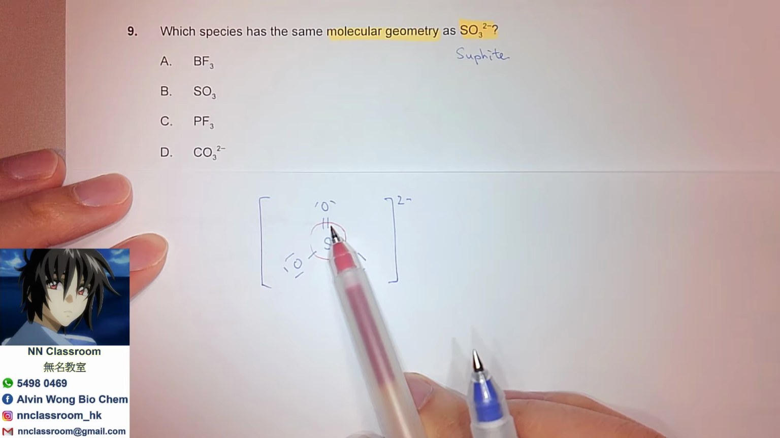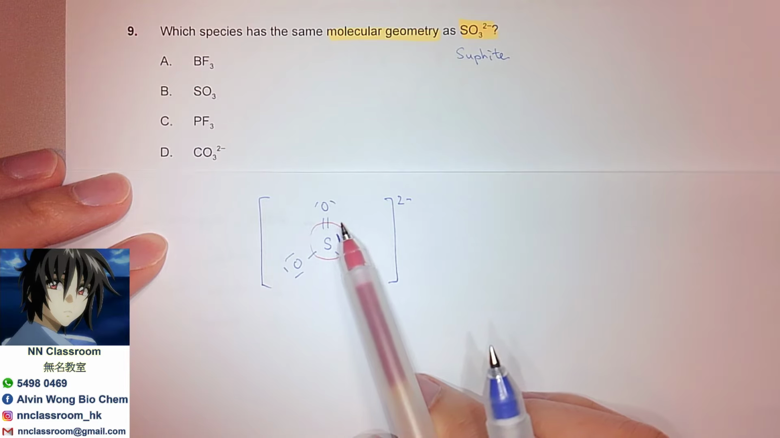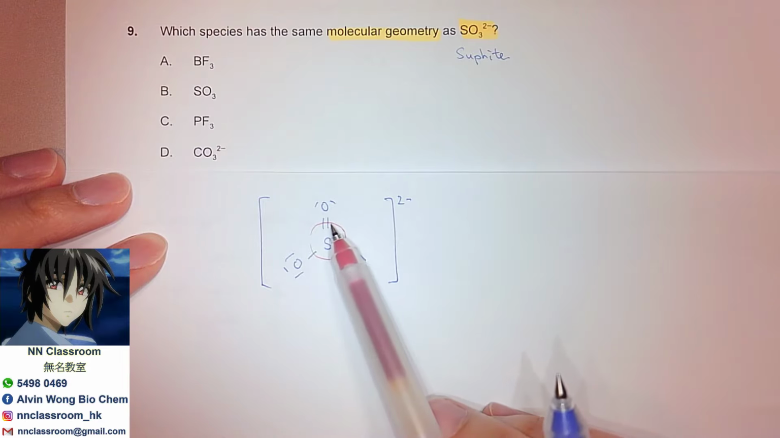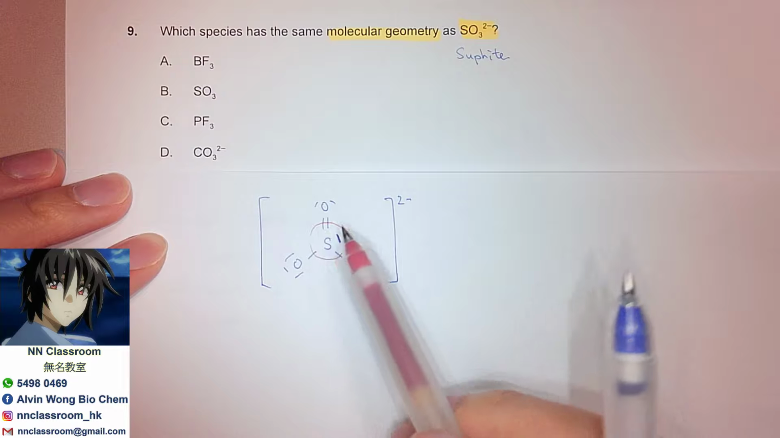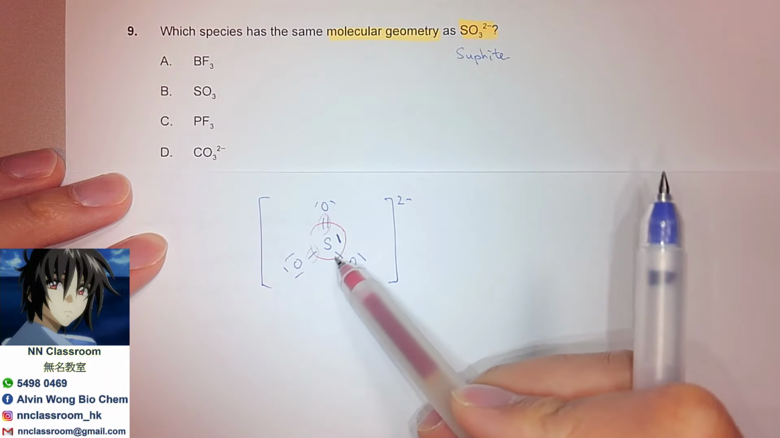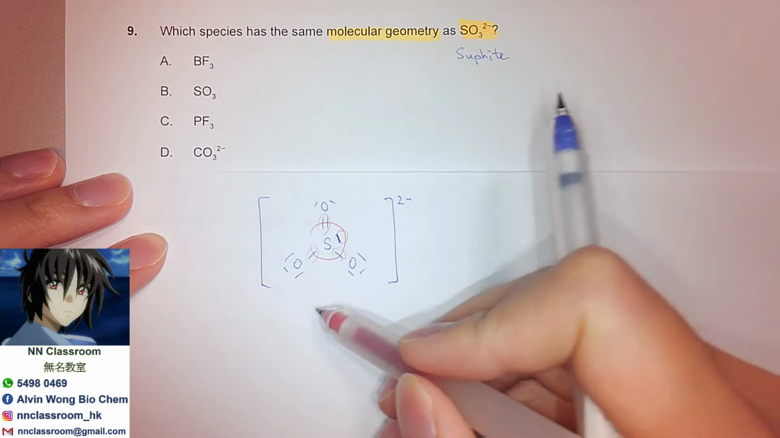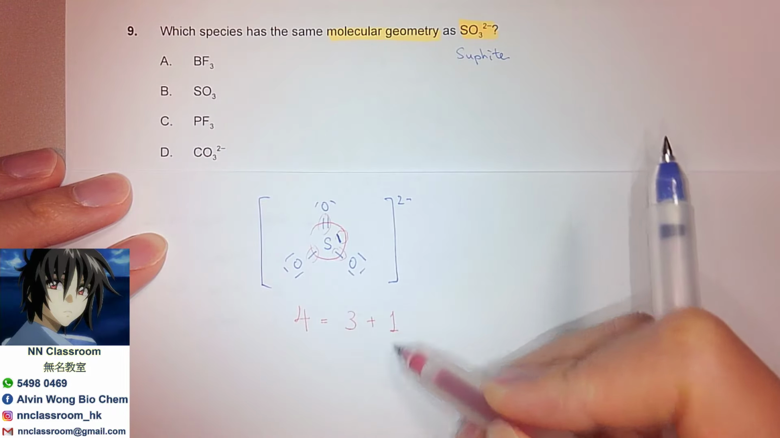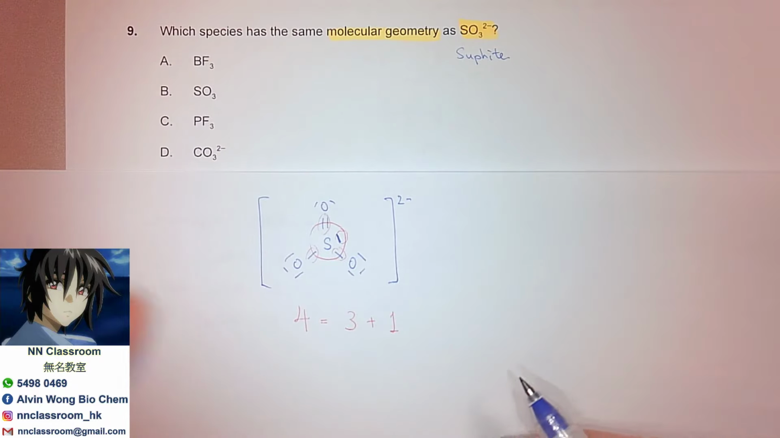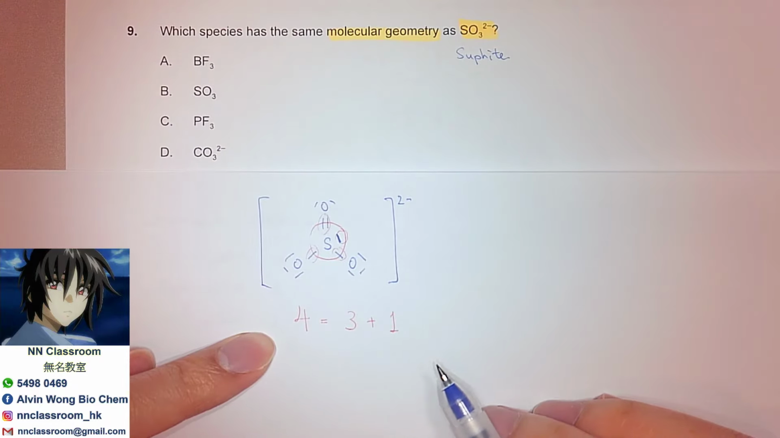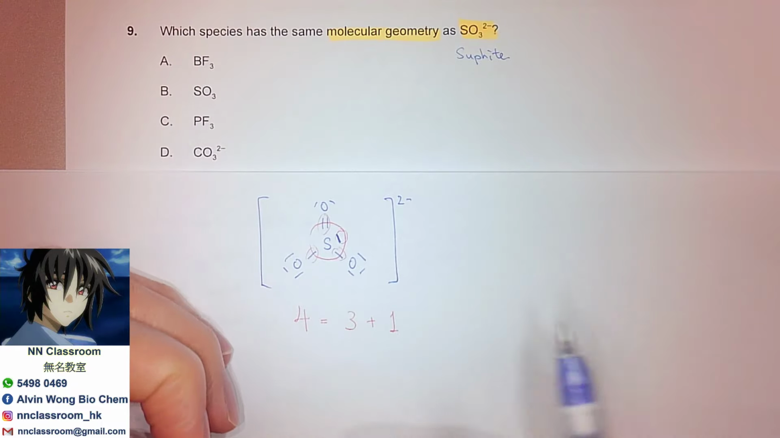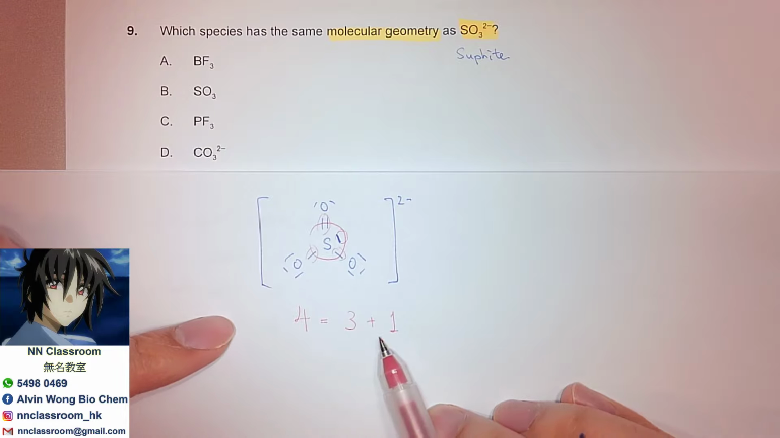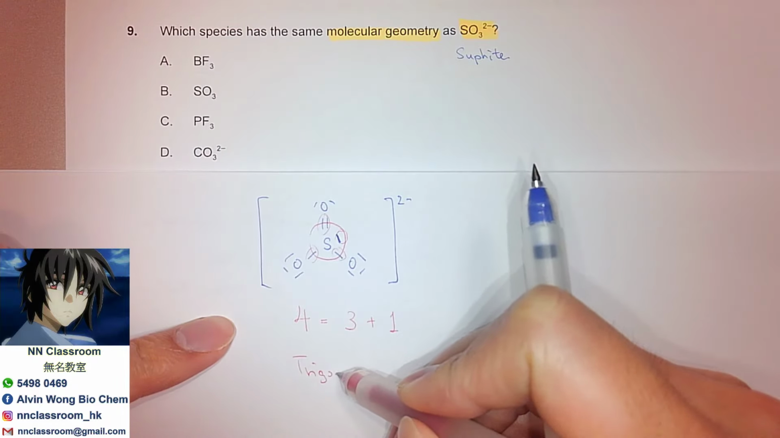That is also the reason why we call it a domain rather than simply electron pairs, because multiple bond pairs still count as 1 domain. So in this case, we have 1 domain, 2 domains, 3 domains, and 4 domains. Altogether 4 domains, equivalent to 3 bonds and 1 lone pair. So we have 4 equals 3 plus 1. With this, we refer back to the table that we should have memorized before. 4 equals 3 plus 1 is a trigonal pyramidal.